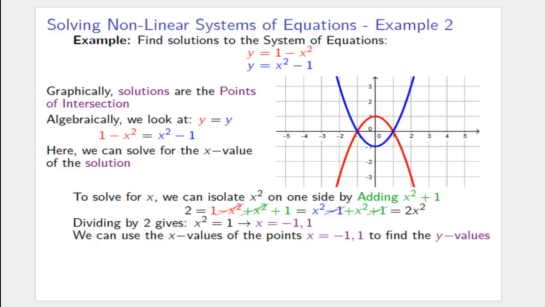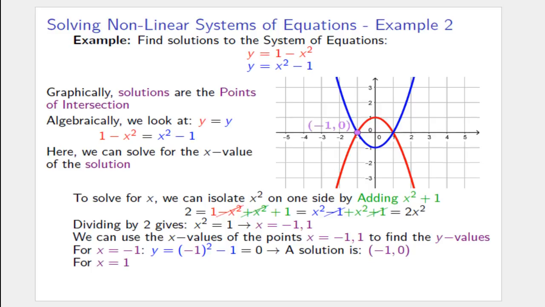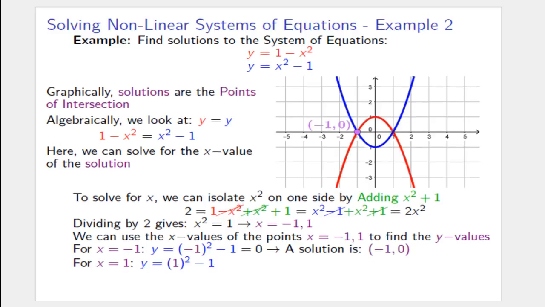Now, we can use the x values of the points of intersection, 1 and negative 1, to find the y values of those points. For x equals negative 1, the blue equation gives us that y equals negative 1 squared minus 1. But negative 1 squared is just 1, which when we subtract 1 gives us 0. So we have that a solution to the system of equations is the point negative 1, 0. And for x equals 1, the y value is 1 squared minus 1, which again is 1 minus 1, or 0, so we get the solution 1, 0.